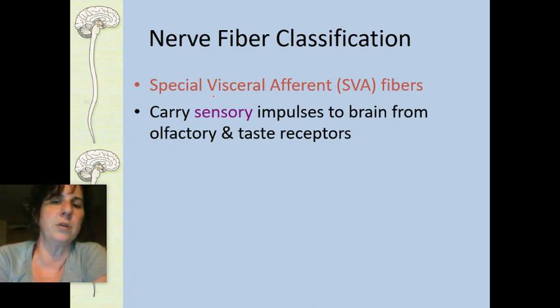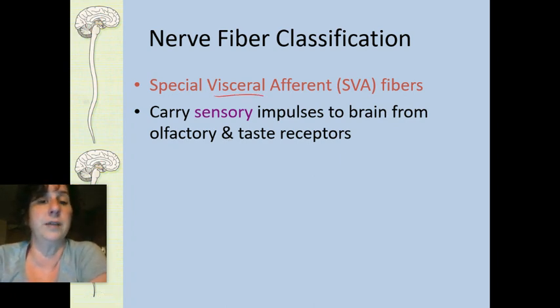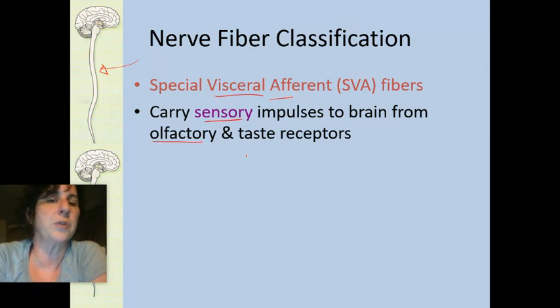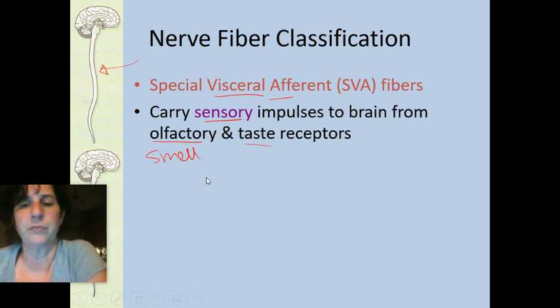Special visceral afferent, right? So afferent tells you it's sensory, going this way. This is going to the brain from your special senses like olfactory, which is smell, and taste receptors.